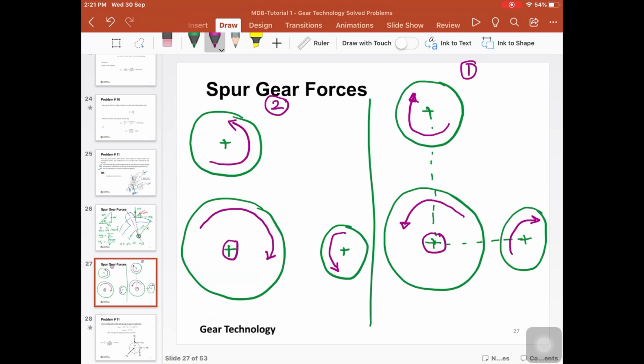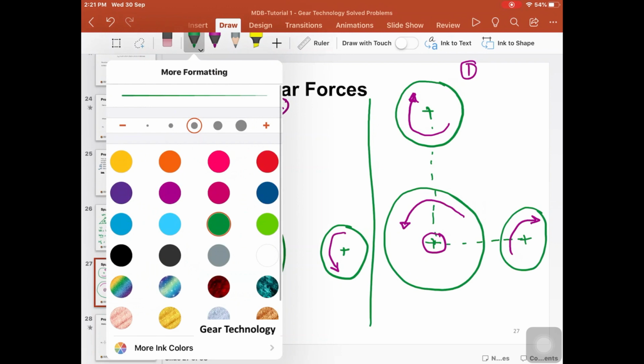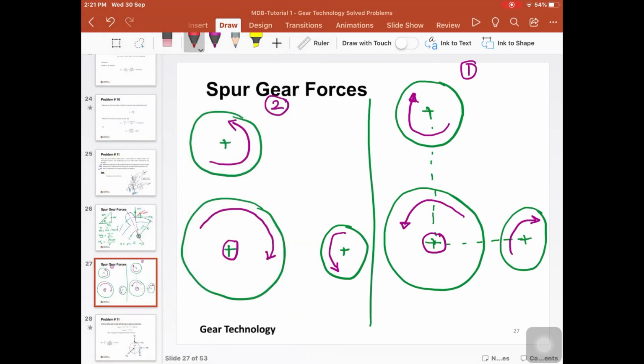Right? So what we have? First, we have the radial components. The radial component is called the separating force. It tries to separate the two gears. So it pushes the pinion upwards, and it pushes the idler downwards. So this is Wr, this is Wr. Then we have the tangential component. In this case, it's going to be in this direction, and in this case, in this direction.